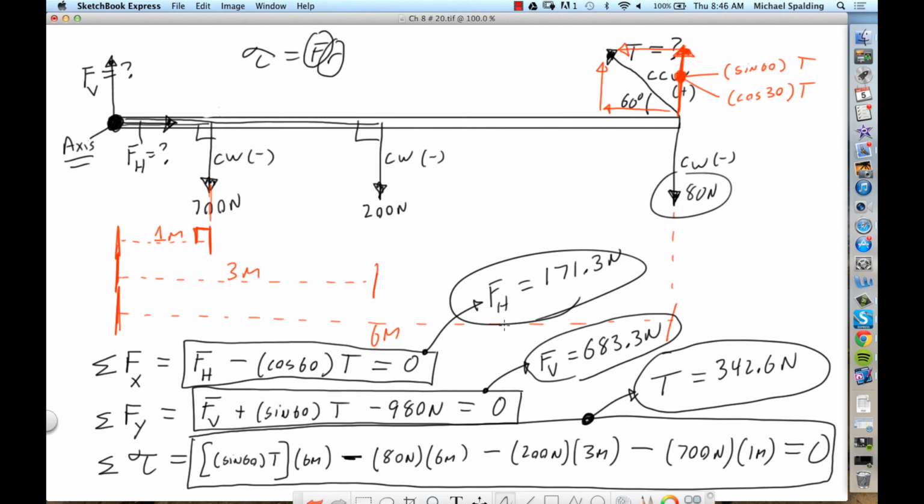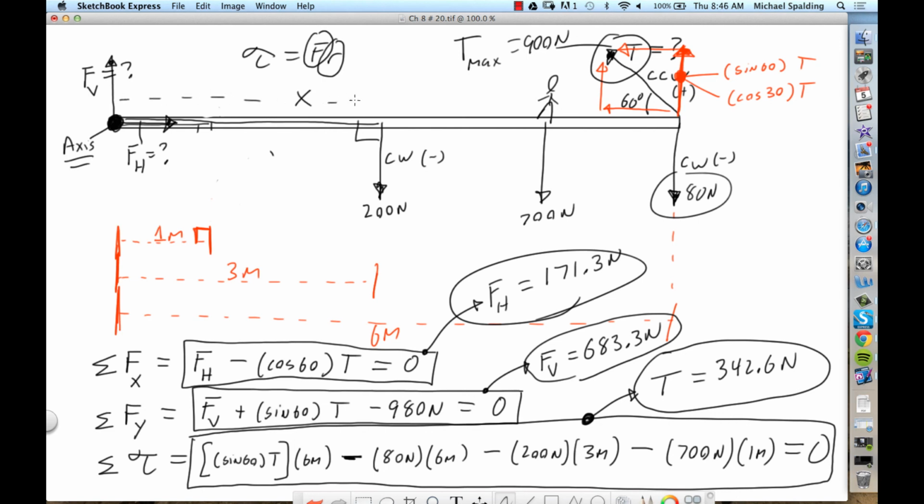Okay, the final question is how far out can the bear walk without snapping the cable. In part C of the problem, they tell you that the maximum tension is 900 newtons. So the question becomes, how far out can the bear walk? Okay, so I'm going to erase that 700. The bear is the 700. So the bear is going to be somewhere out here, right, where that's 700. So this distance, let's just call this distance x, right?